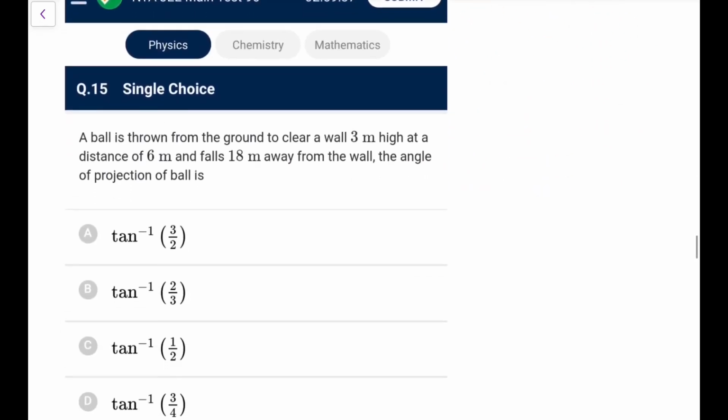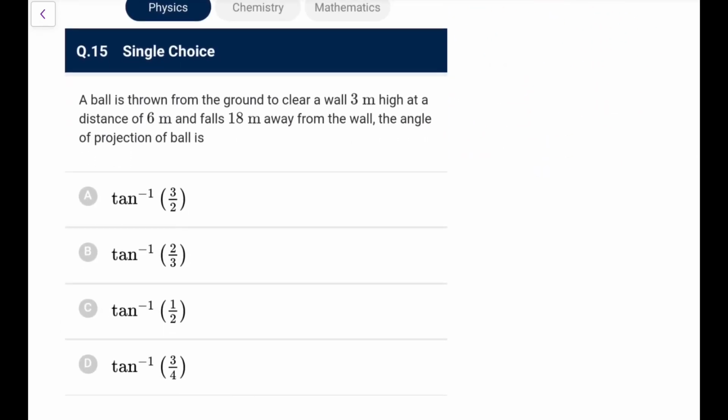Next, a ball is thrown from the ground to clear a 3 meter high wall at a distance of 6 meters and falls 18 meters away from the wall.